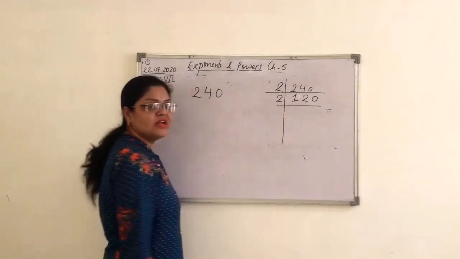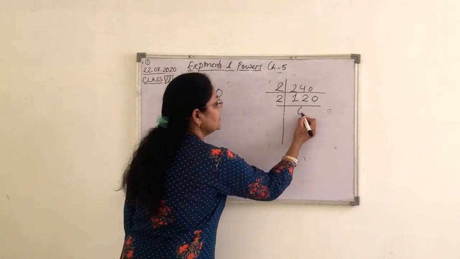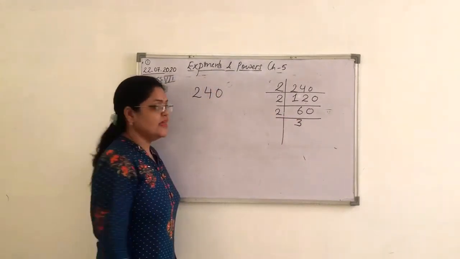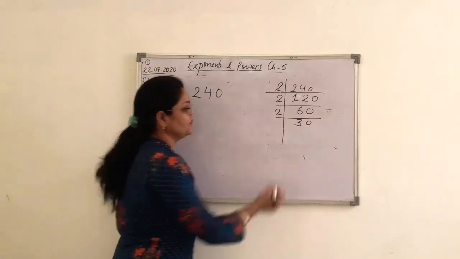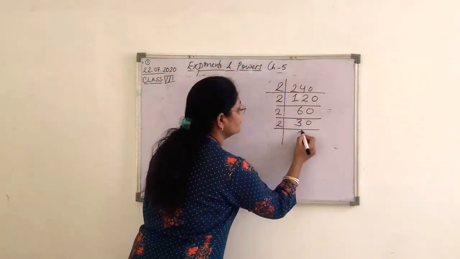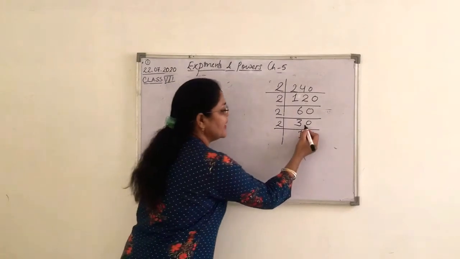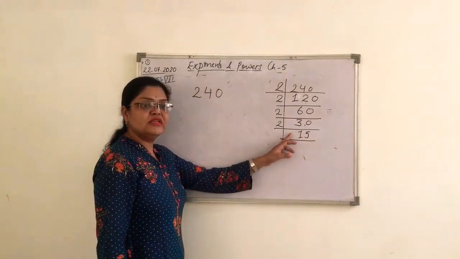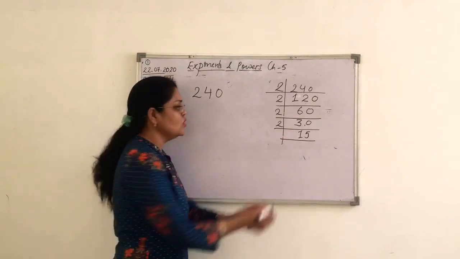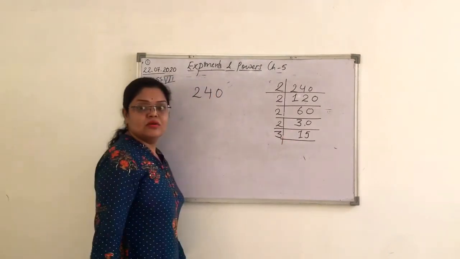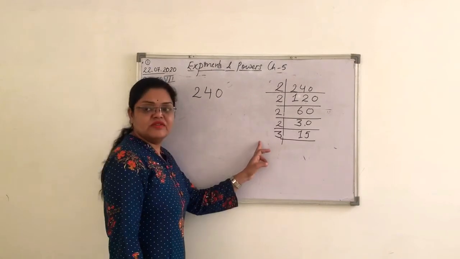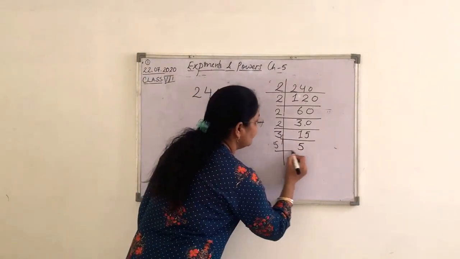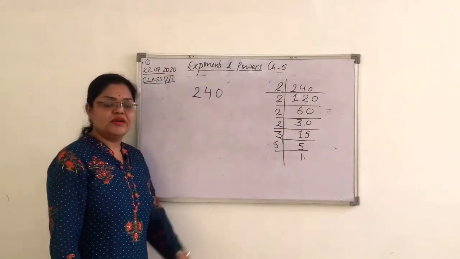Again we can divide by 2. 2 sixes are 12, 0 will come as it is. 2 threes are 6, 0, and then 2 ones are 2, 1 carry, so 2 fives are 10. So now 15 is not divisible by 2, so let's try with 3. We know that 15 is divisible by 3. 3 fives are 15. Now this is a prime number, it will go on its own.